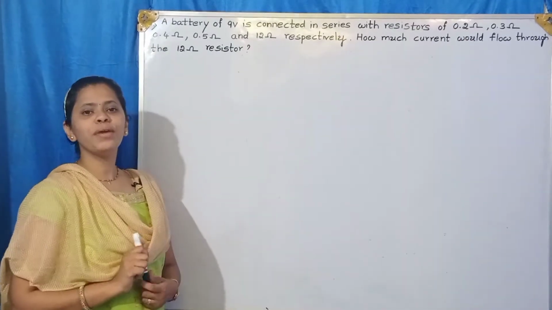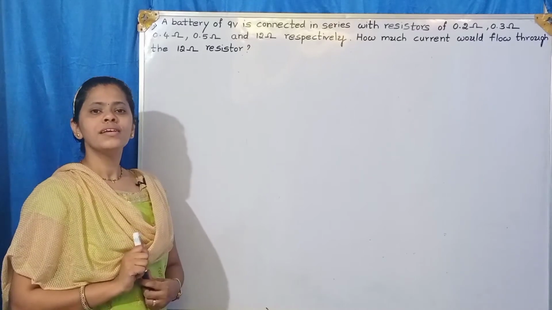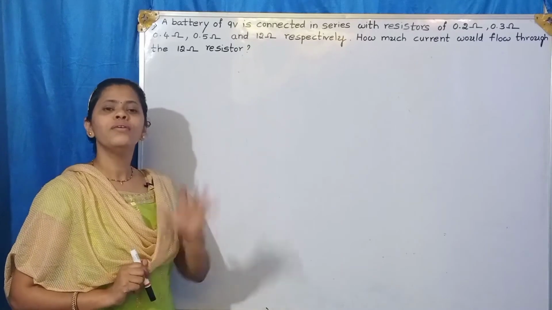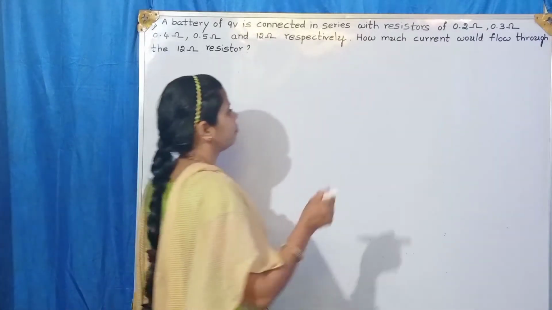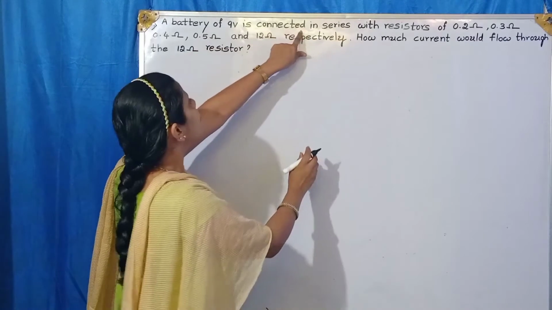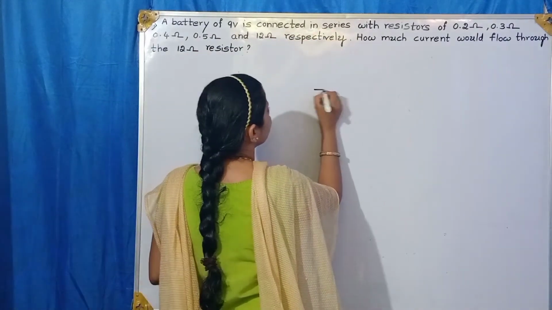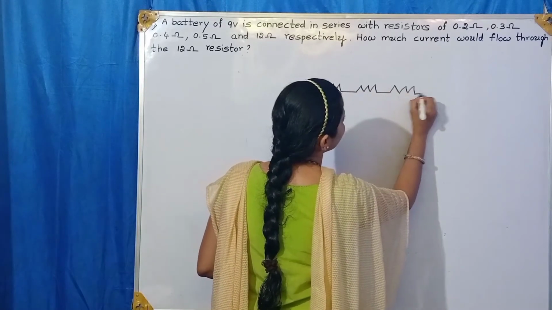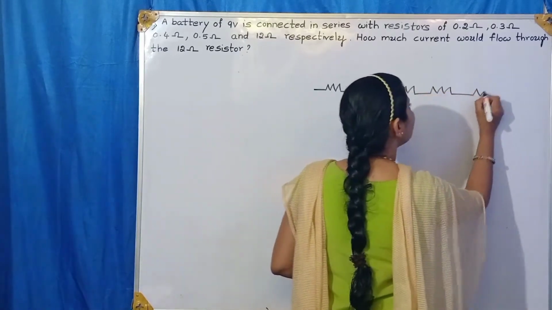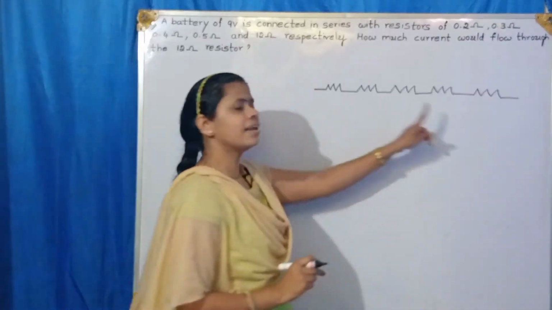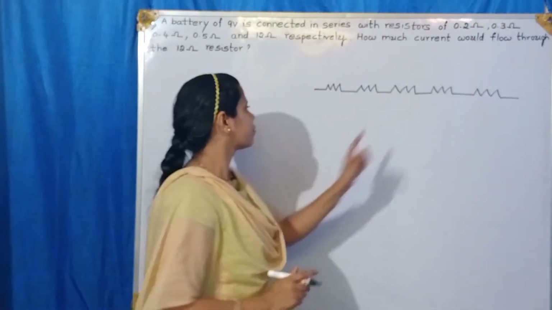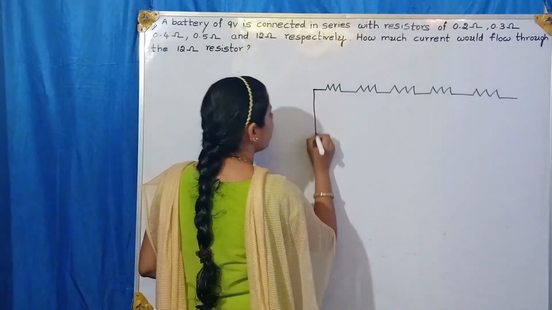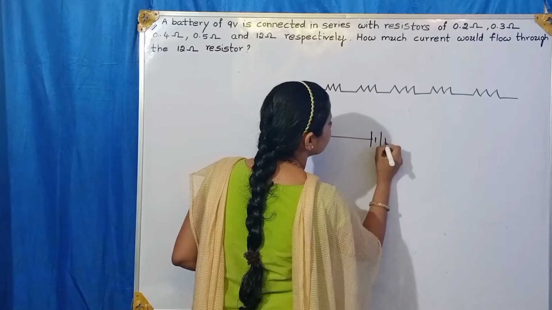Now, first let me explain the meaning of this question. See here, in this question, how many resistors do we have? We have 5 resistors, and they are connected in series: 1, 2, 3, 4 and 5 resistors, across a 9 volt battery.